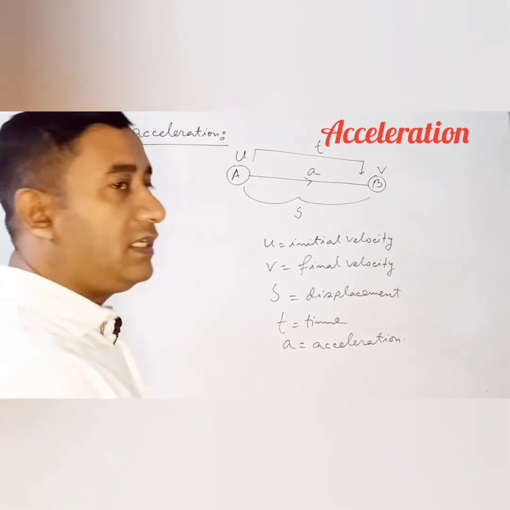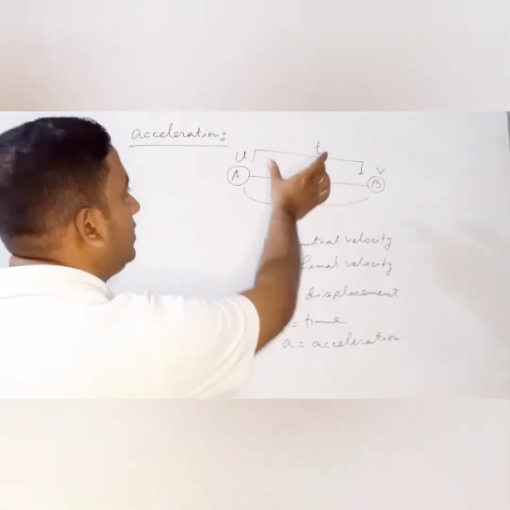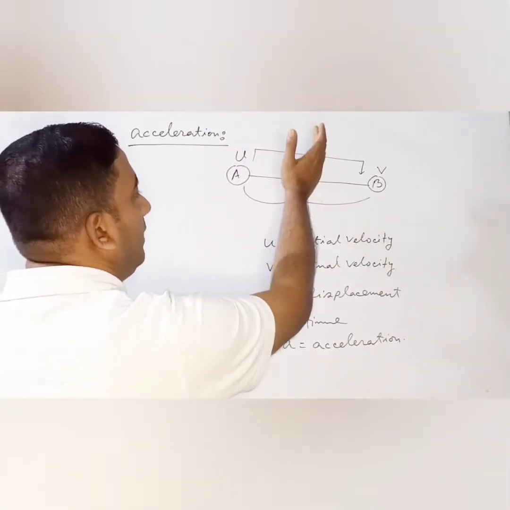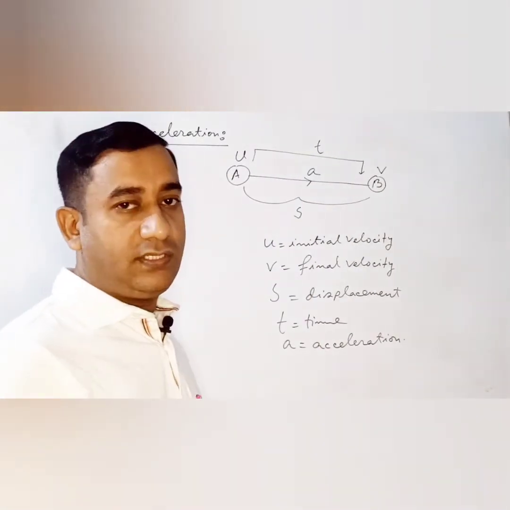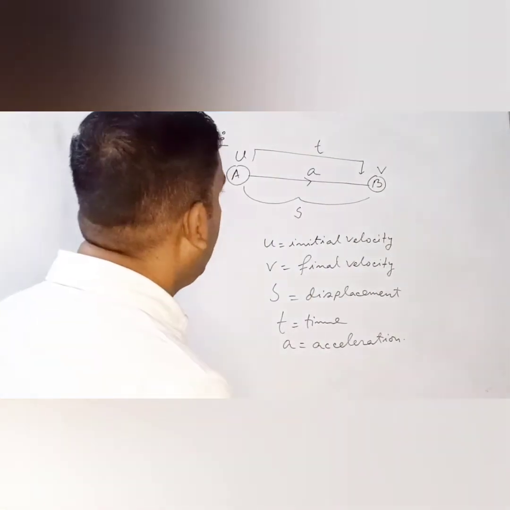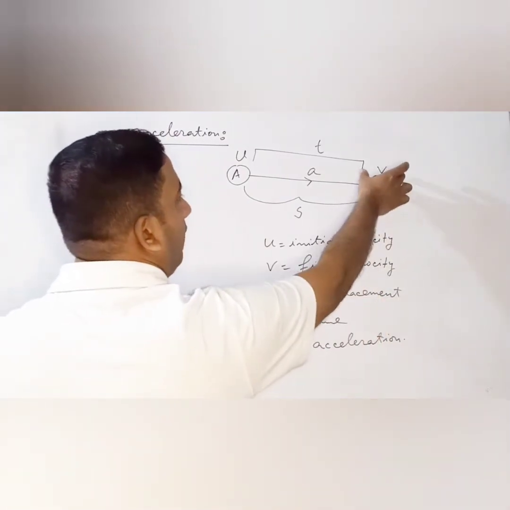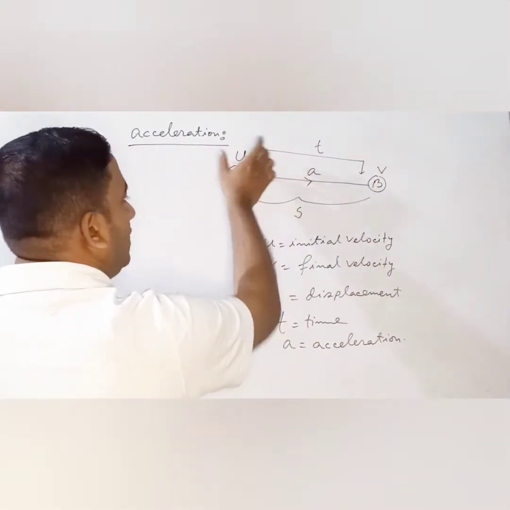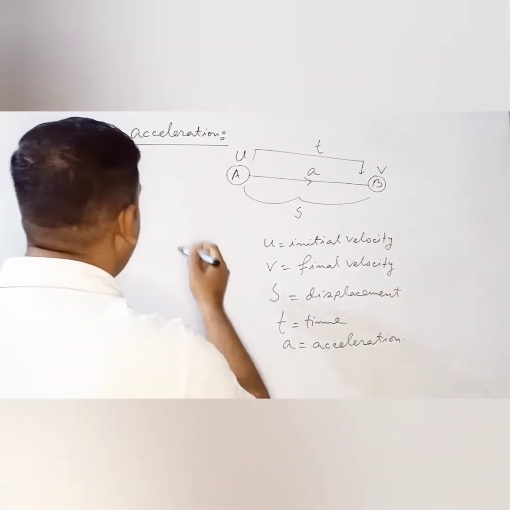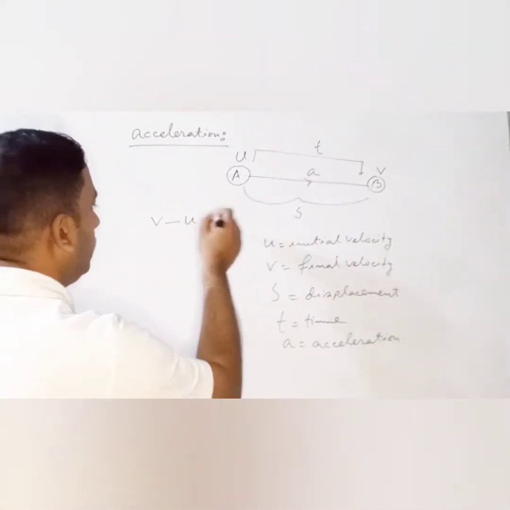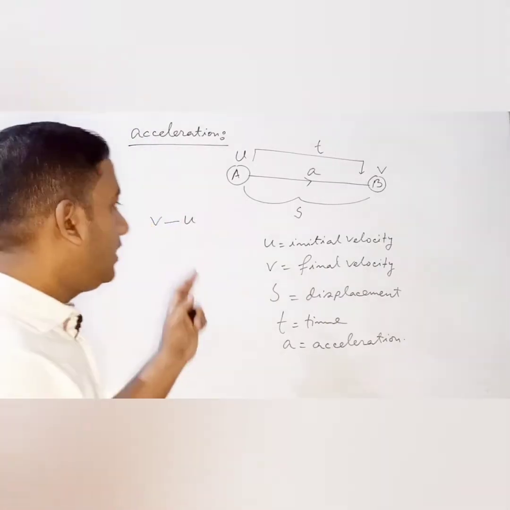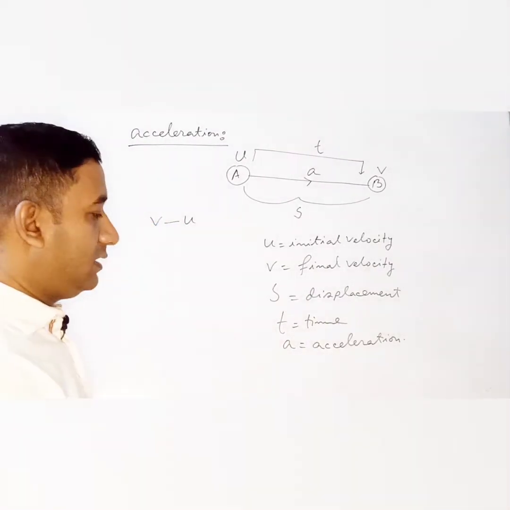So what is the definition of acceleration? The changing velocity per second is called acceleration. What does changing velocity mean? Changing velocity means final velocity minus initial velocity. That means v minus u. v minus u is the changing velocity.